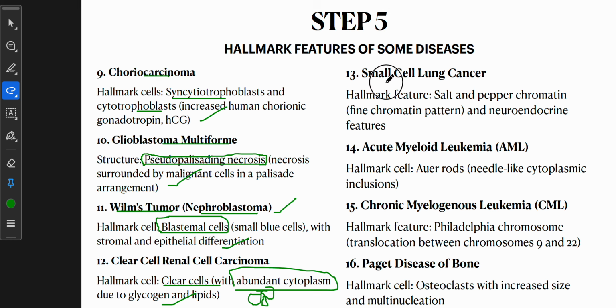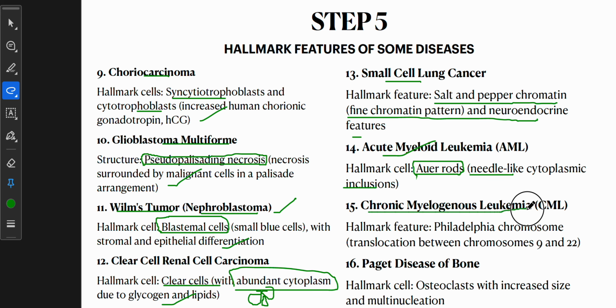So there is small cell lung cancer. The hallmark feature is salt and pepper chromatin, a fine chromatin pattern, and neuroendocrine features are there. And in acute myeloid leukemia, there are Auer rods. These are very specific findings, like needle-like cytoplasmic inclusions.